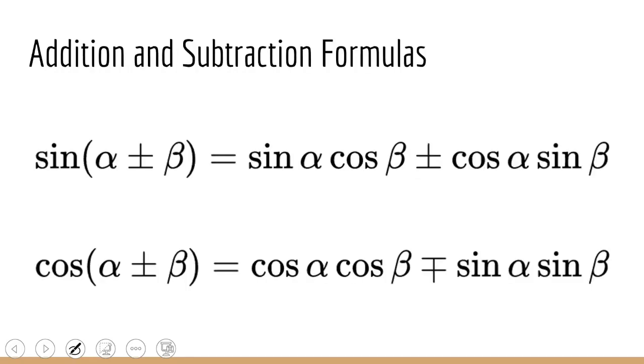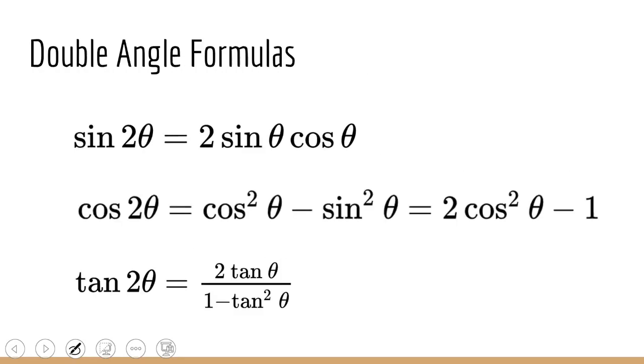Next, we have the addition and subtraction formulas. Here, if we have two angles, alpha and beta, and we add or subtract the two angles, we'd be able to find the equivalents through these formulas. We also have the double angle formulas, where for any angle theta, we can reduce an angle of 2 theta into terms of just theta.